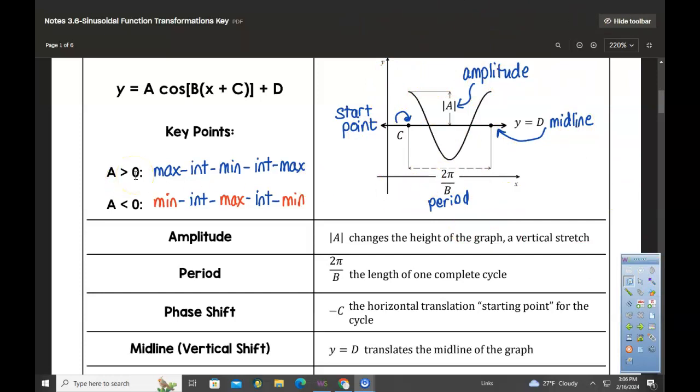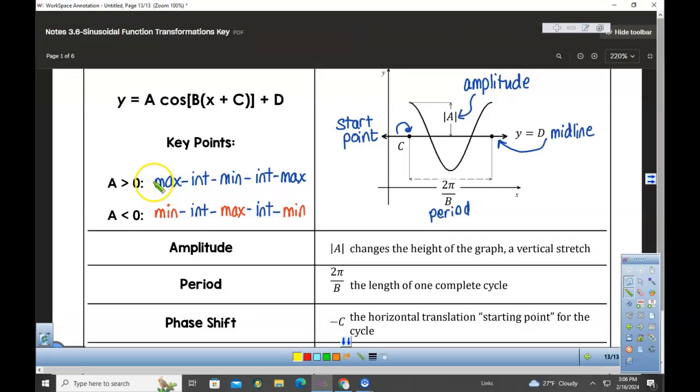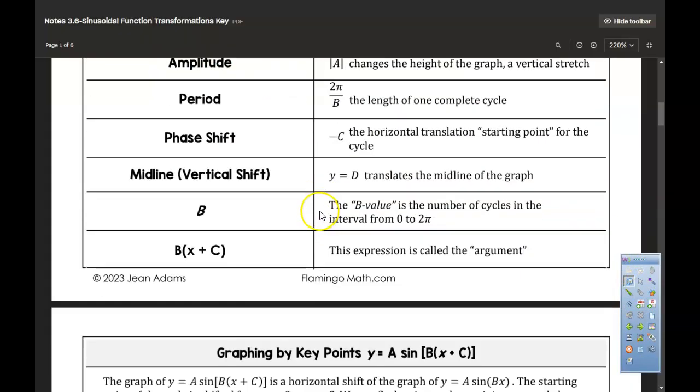Just remember with cosine, we start with our max, not our intercept, right? We're going to start max, intercept, min, intercept, max. And if it's less than 0, we start down. We flip it over our x-axis, or midline, I should say. We're going to flip over midline. All right? Okay. Again, nothing new. Stop, jot this down. A nice little review.